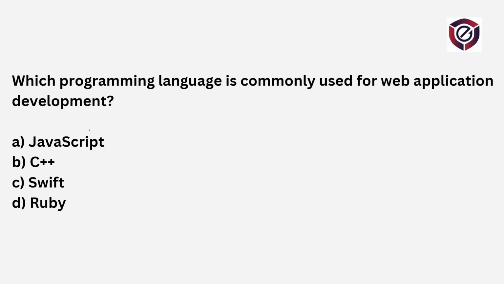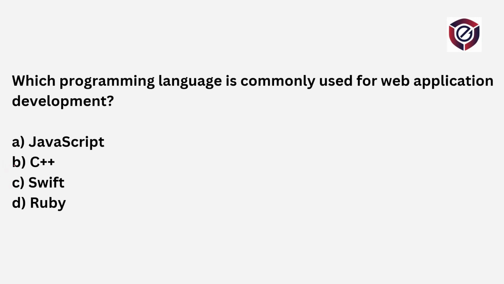Question: which programming language is commonly used for web development? Again, four options have been given: JavaScript, C++, Swift, Ruby. Remember, all the four languages are programming languages, means it will be used for one or the other purpose. But here they have asked for the web development, web application development.